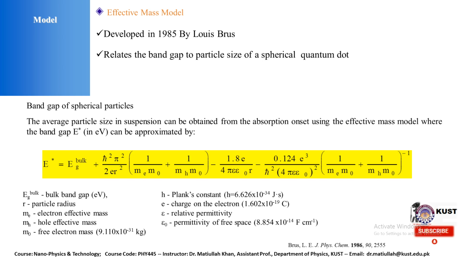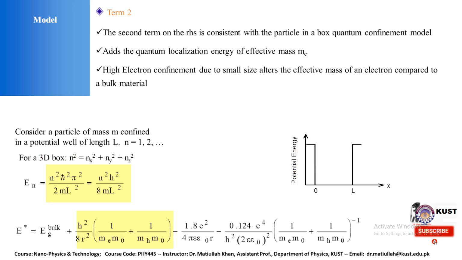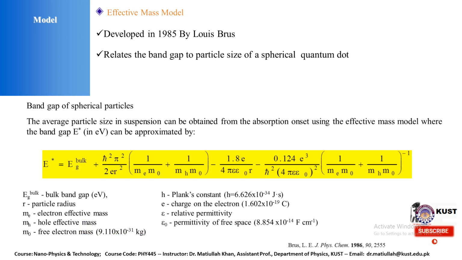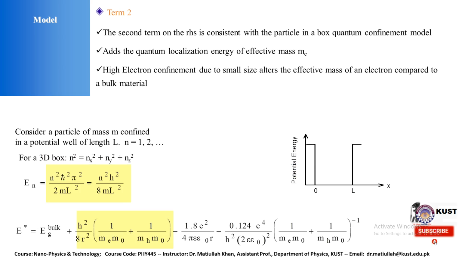Here the different notations represent different values: the band gap energy, particle size, effective mass of electron and holes, and the free electron mass. Then some constants, like the Planck constant and the charge on the electron, the relative permittivity, and at the end the permittivity of free space. So we have several terms in this equation, and we need to describe each term in detail.